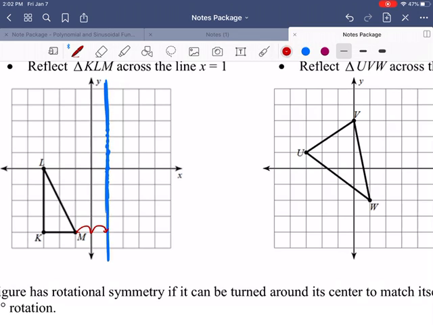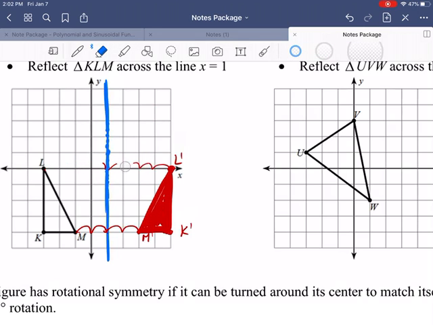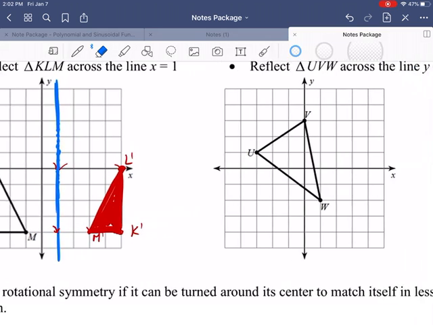So 1, 2, 1, 2. So there's M prime. 1, 2, 3, 4, 1, 2, 3, 4. There's L prime, and K prime ends up being down there. So then you can go ahead and connect these, and there is your image reflected in the line x equals 1.